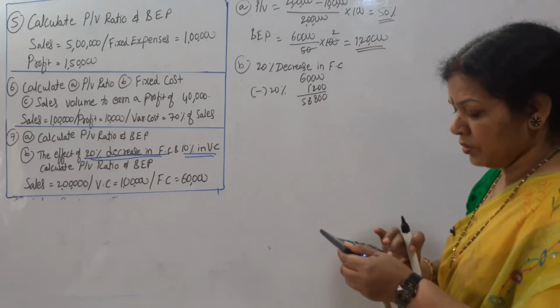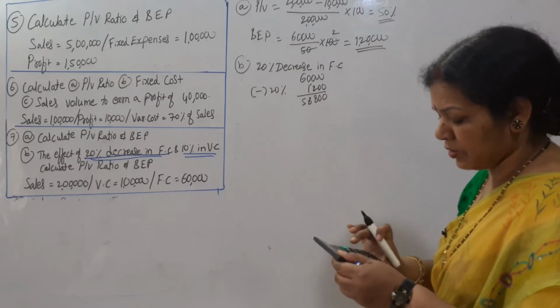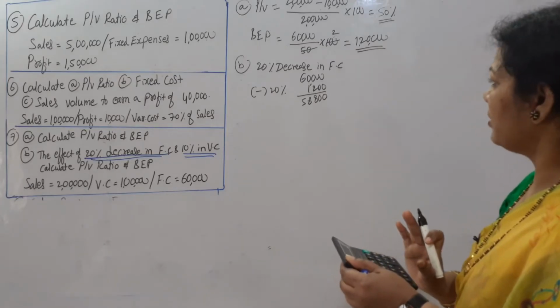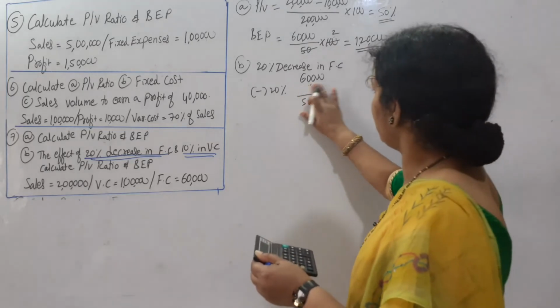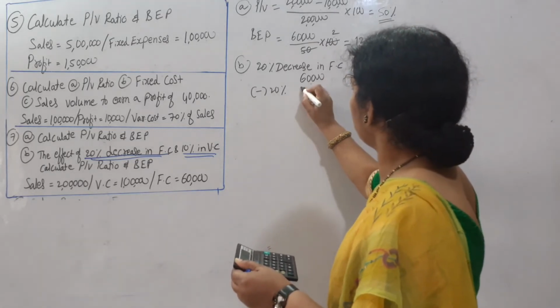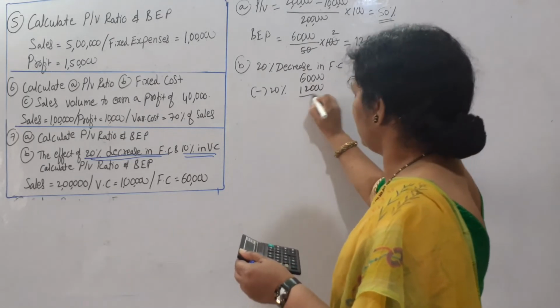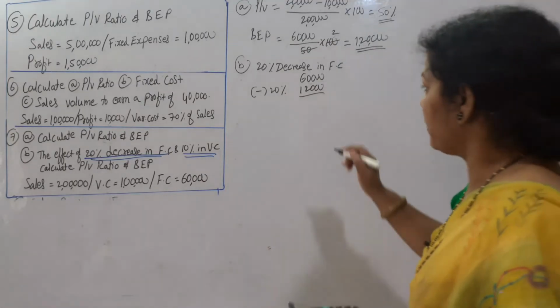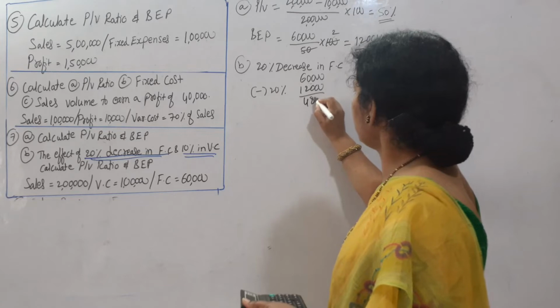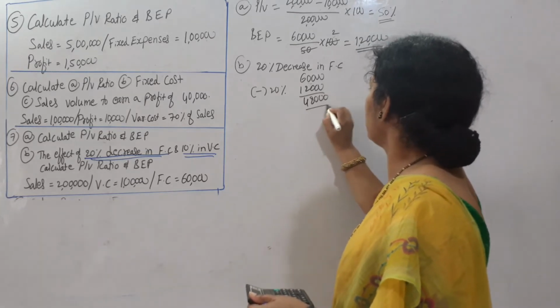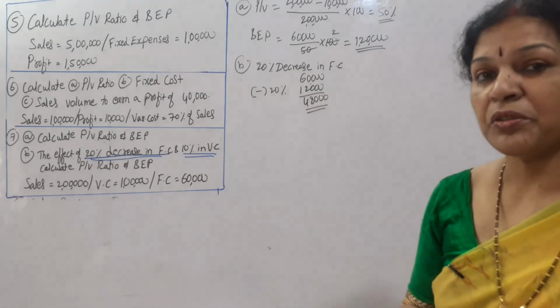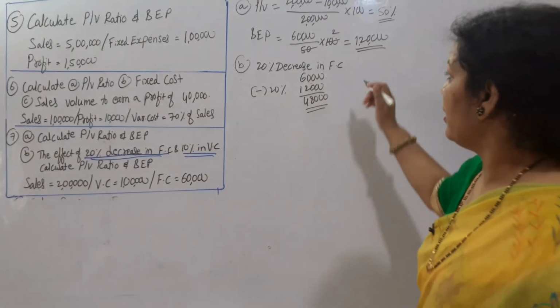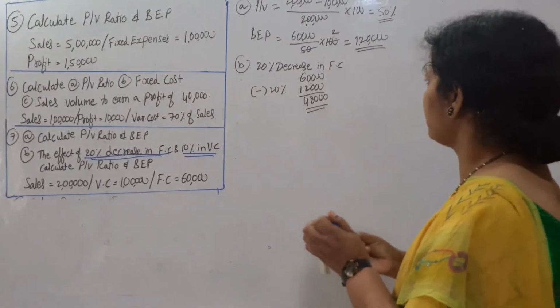60,000 into 20%. 12,000 it is. Sorry, I have written 1200. It is 12,000 minus 60,000. It is 48,000. So here fixed cost is 48,000 and this is one bit.